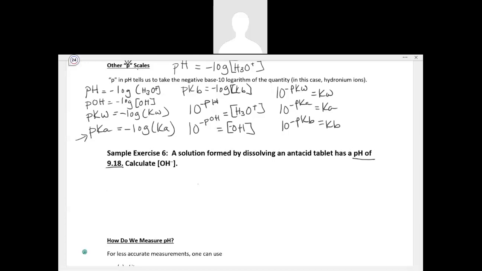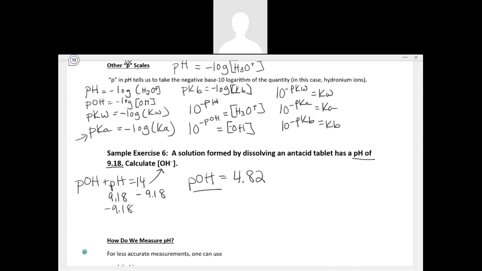So we're asked to find, through the relationships above, the hydroxide ion concentration. So we know from the previous video that pH plus pOH will equal 14. So we can rearrange this relationship. If we know pH, we can plug that in. So we can end up subtracting that from both sides. So then our pOH would simply be 14 minus 9.18, and that gives us a pOH of 4.82.